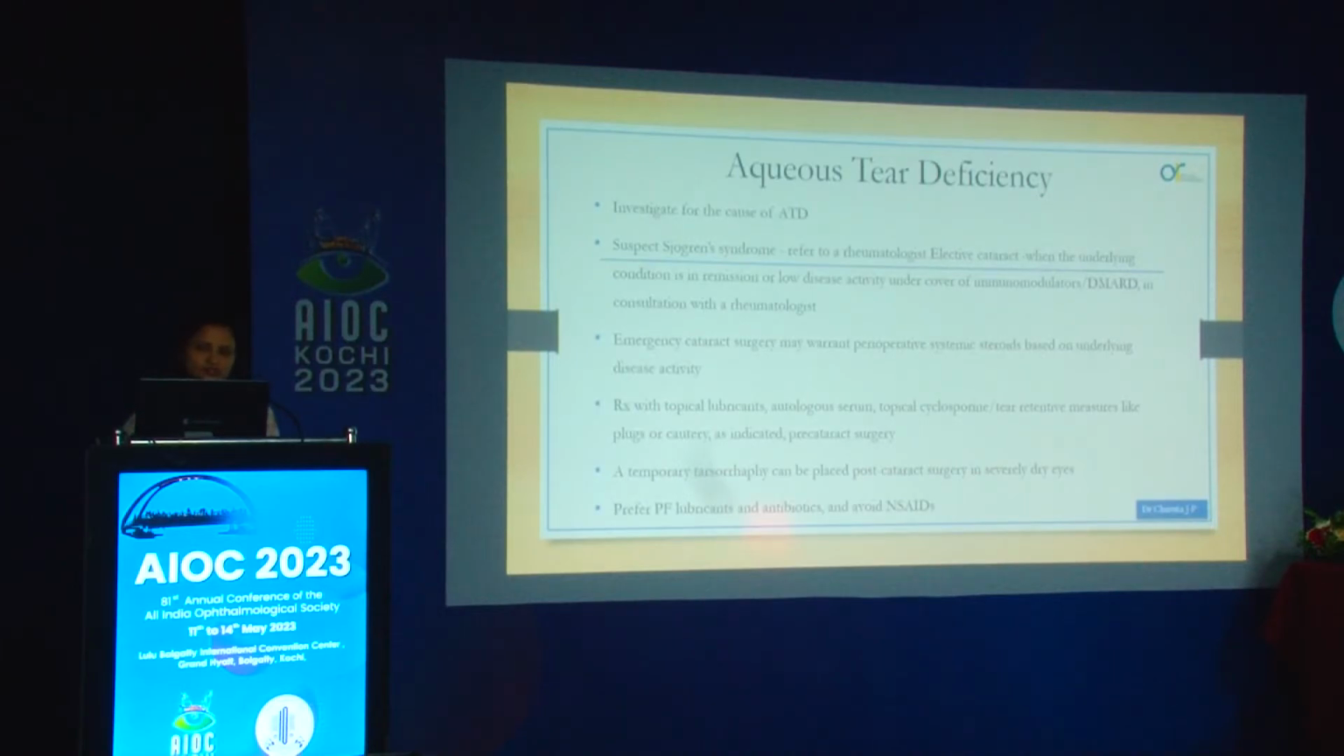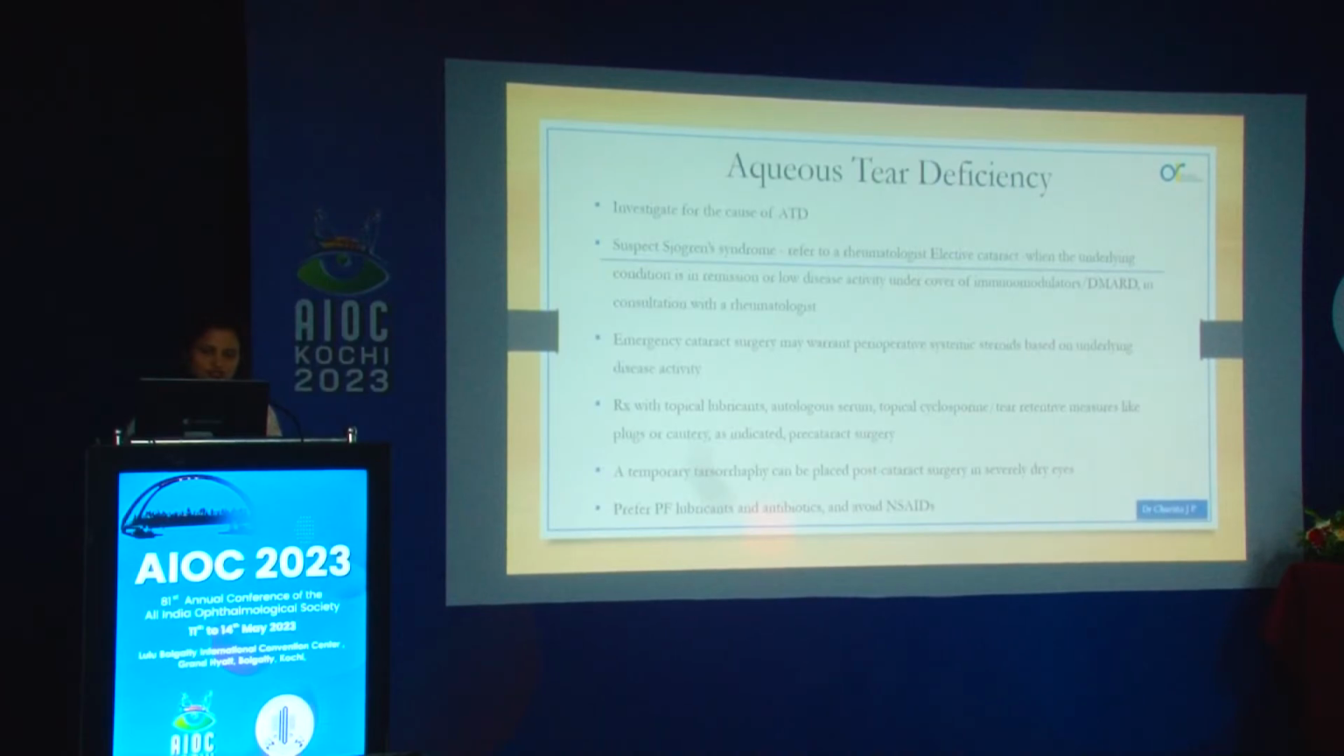Now, specific points about aqueous deficiency. Investigate for the cause of aqueous deficiency before the surgery. If you are suspecting Sjogren's, it's better to refer to a rheumatologist before taking up even elective cataract surgery, because if the condition is in remission or is having low disease activity, then the question doesn't arise.